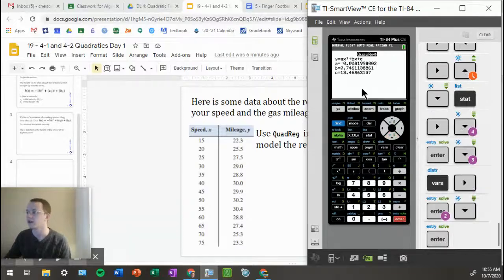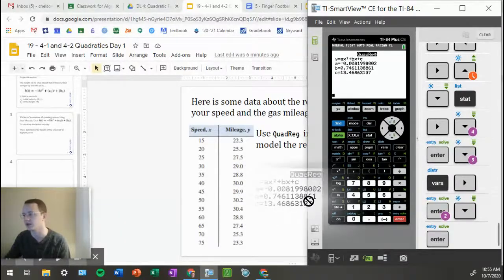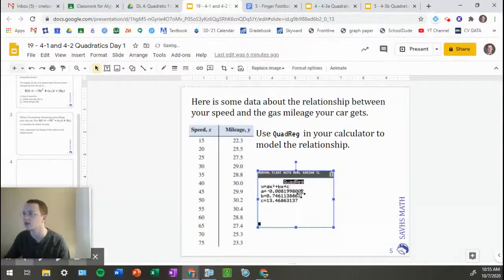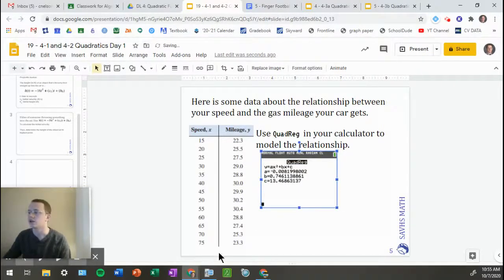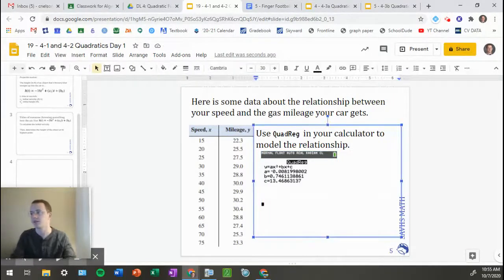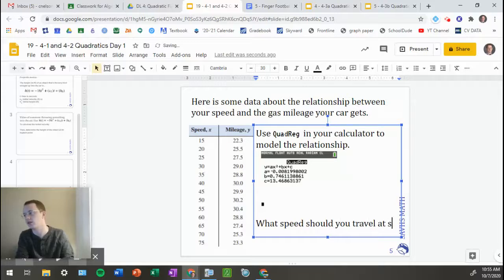Okay, so if you calculate this, now you have a value for A, B, and C. They're given to you, so I'm just going to drag this to my slide so that I have it. All right. So now the question is, I don't even have this typed yet, but here's the question. What speed should you travel at so that you get best mileage?